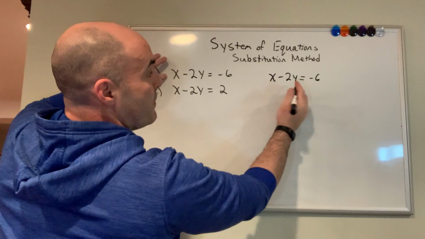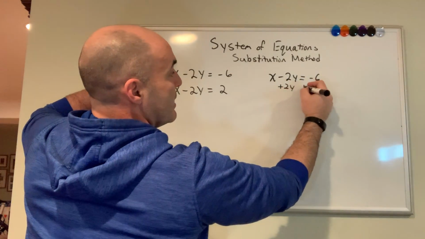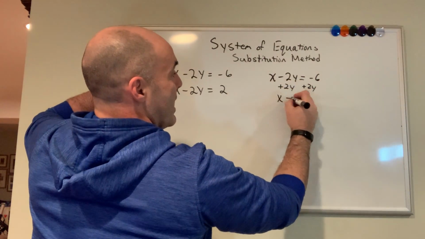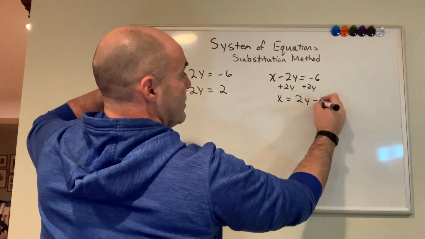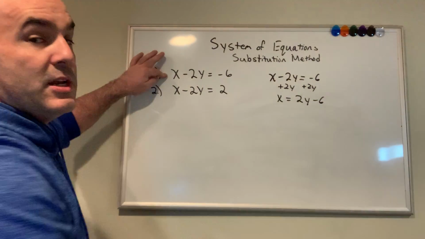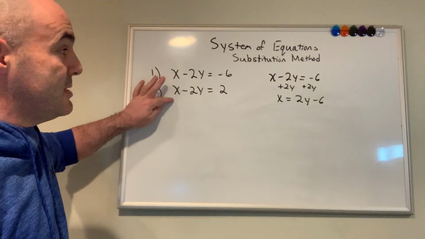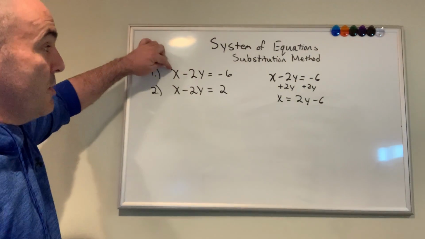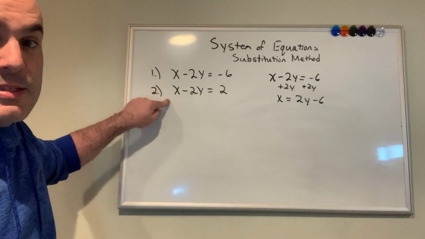So I'm going to get x by itself, so I'll add 2y to both sides. So x is equal to 2y minus 6. Once I now know what x is, I'm going to come down to the second equation. Since I rearranged the first, I'm going to sub this back into the second.